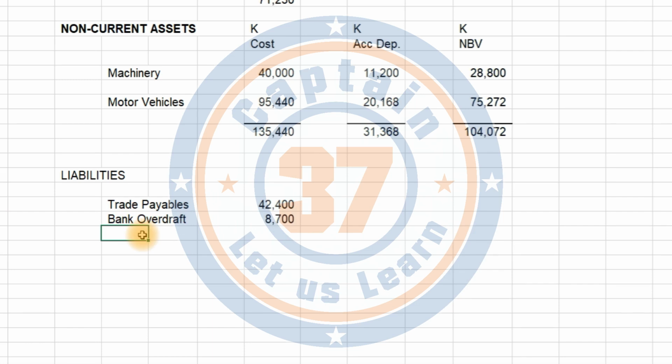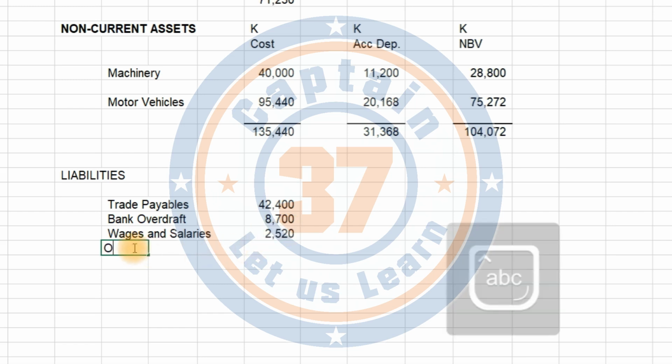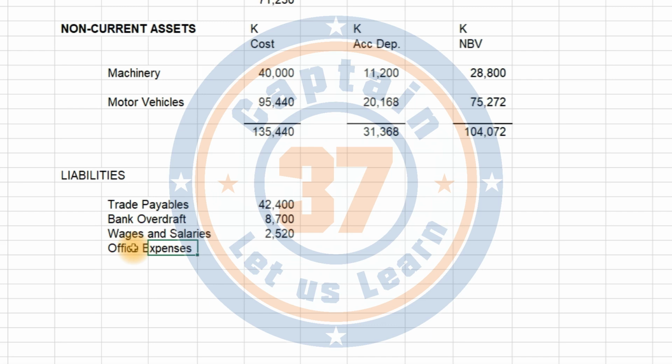8,700. Then there's wages and salaries that we have not yet paid. Wages and salaries, and this comes to 2,520. Then we have got office expenses. Office expenses. How much for office expenses? It is 1,200.